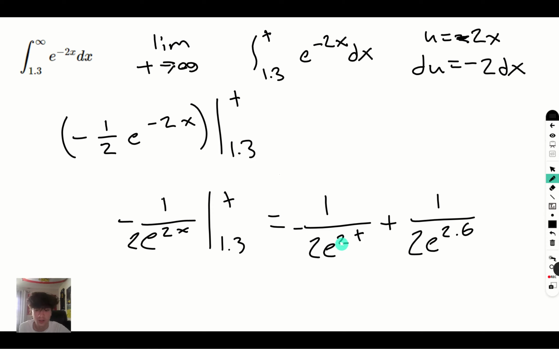2t is just going to be 2 times infinity, which is infinity. E to the infinity is also going to be infinity. 2 times infinity is going to be infinity once again. And negative 1 over infinity is going to be 0. So we'll have 0 plus 1 over 2e to the 2.6. So that will be your final answer.